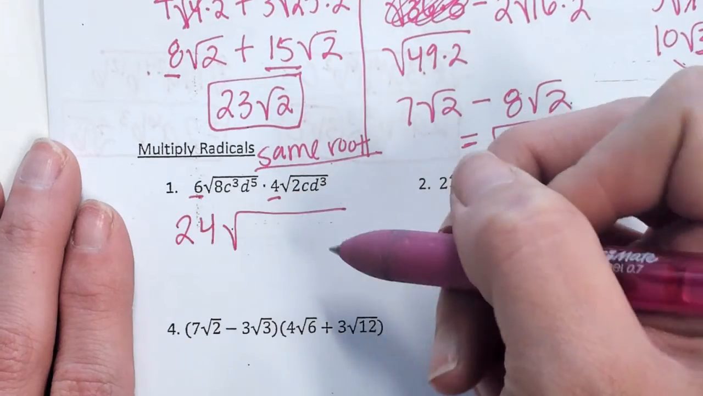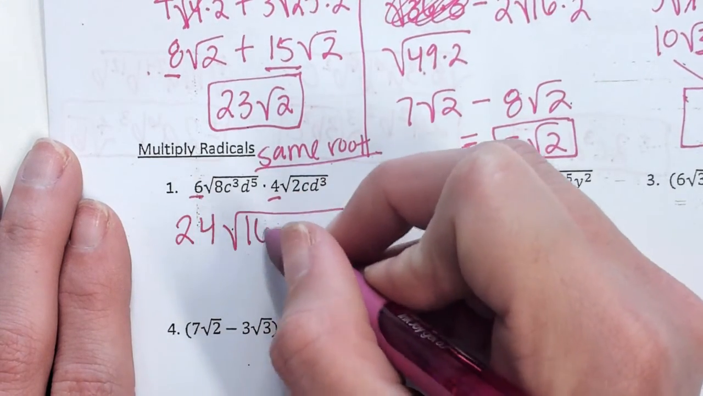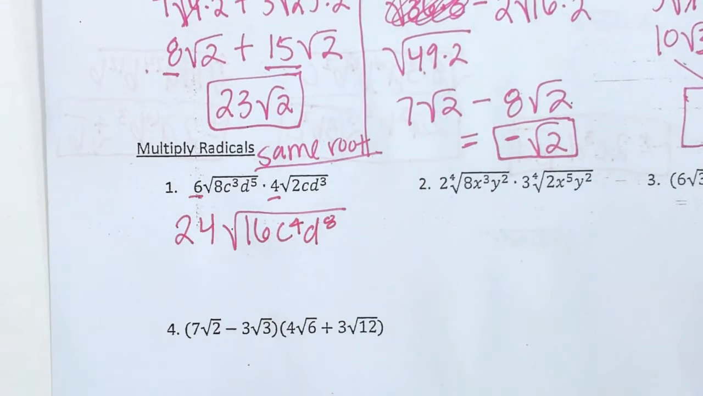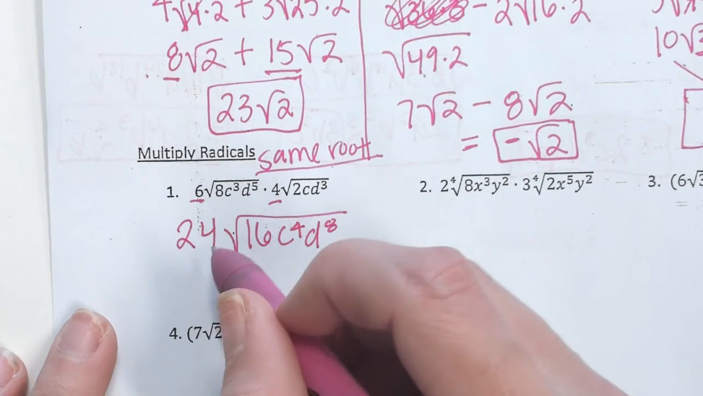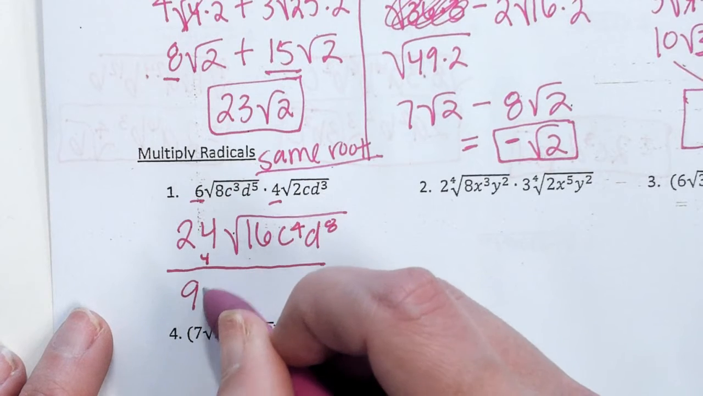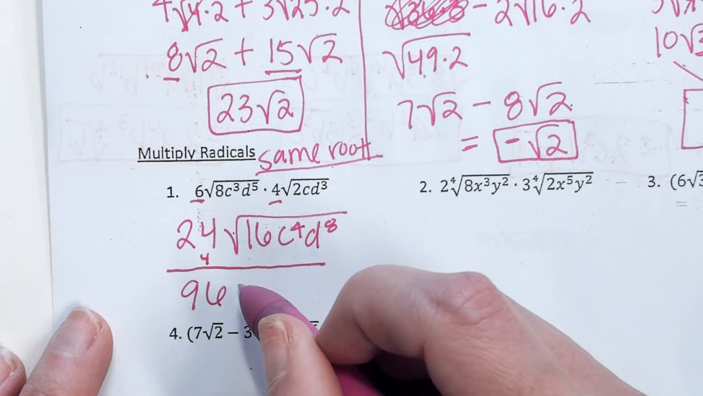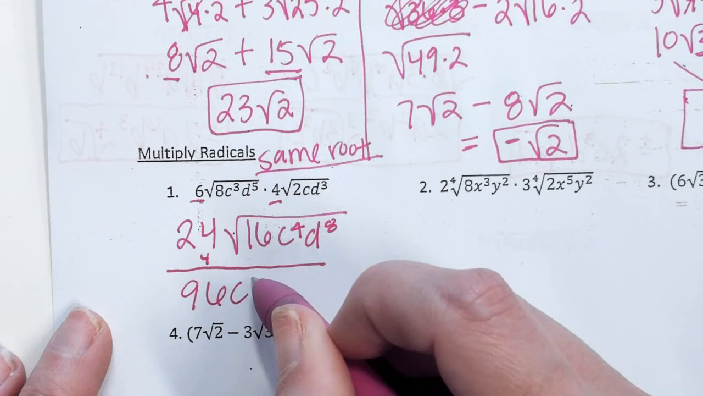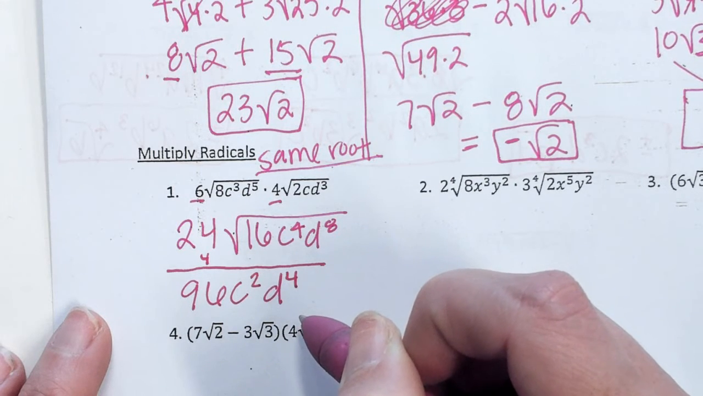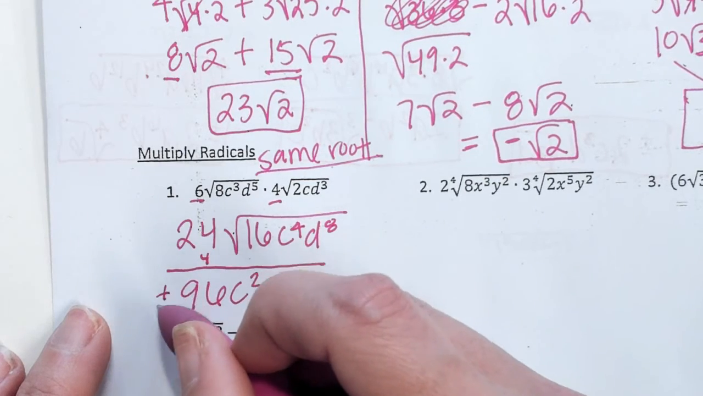24 square root of 16, c to the 4th, d to the... Good. Remember that you add exponents when you multiply letters together? Yes, simplify. So what's the square root of 16? We're going to do what with that out here? So that's going to give us... Very good. What else? So c squared and d to the... Very good. Miss anything? Very good.